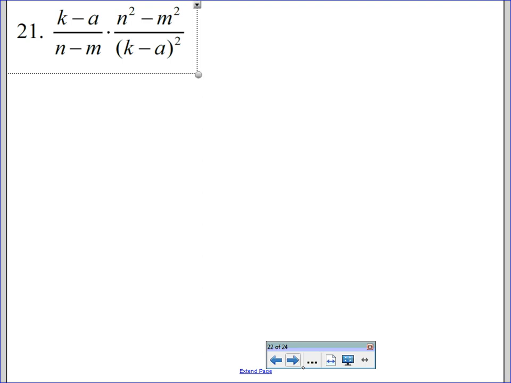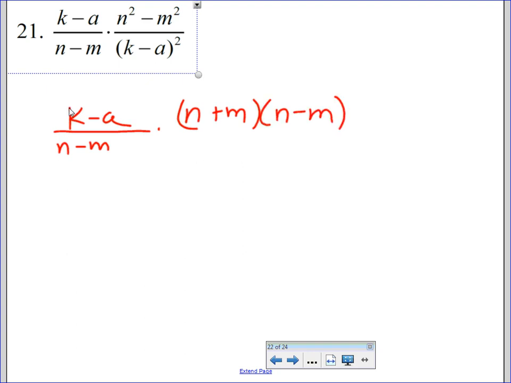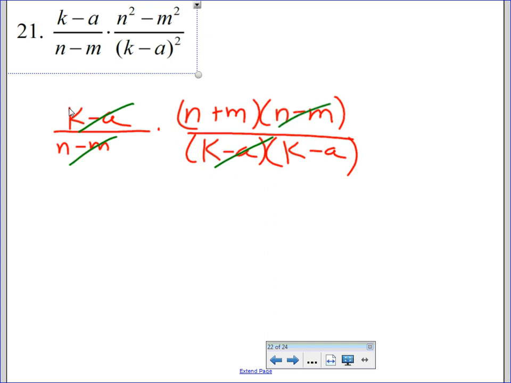This one is, once again, going to be (k minus a) over (n minus m) times (n plus m) over (n minus m), because the numerator of the second fraction will factor because it's a difference of squares. And sometimes it helps just to write this out like this. Remember, (k minus a) squared is (k minus a) times (k minus a). You can cancel here, cancel here, and we'll end up with (n plus m) over (k minus a).